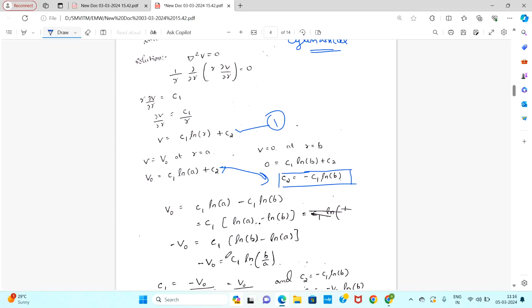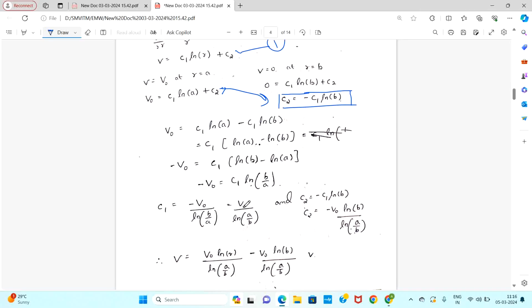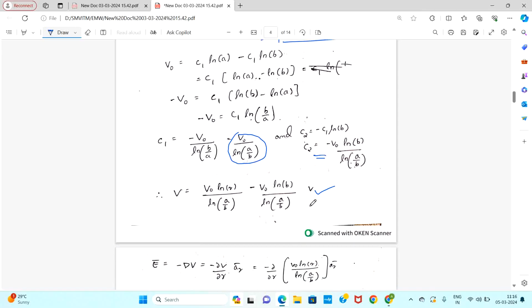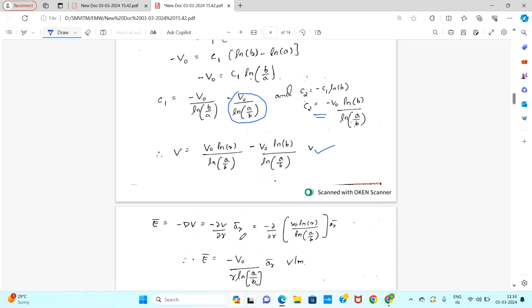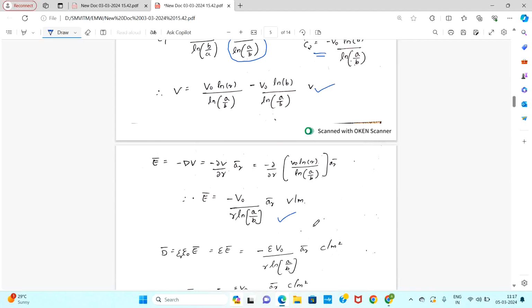Now C1 can be taken common, and by rearranging the terms, I will get the answer for C1, which is this, V0 by natural log of A by B. Then I will put this value in the C2 equation to get the C2 answer. Okay, and once I get C1 and C2, both of them can be substituted back in the first equation to get the final expression for potential. Okay, and once you have the potential equation, the next thing is intensity, which is minus del V. So again, you have to use the gradient equation in cylindrical system with only the radius part. Substitute in place of V this equation, solve it, differentiate it, simplify it, you will get the expression for E.